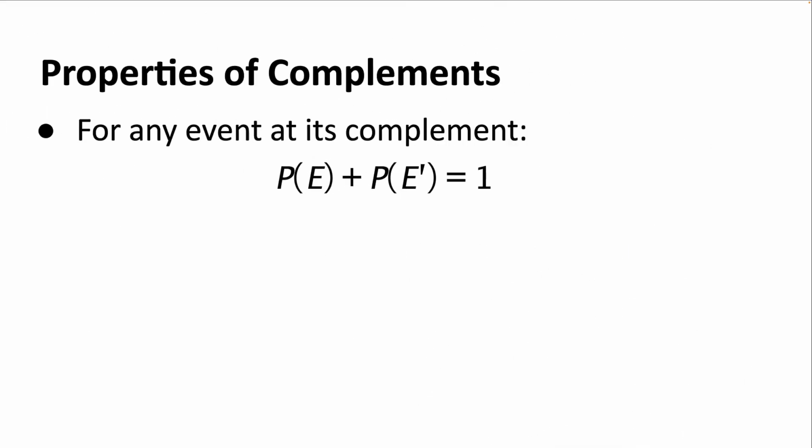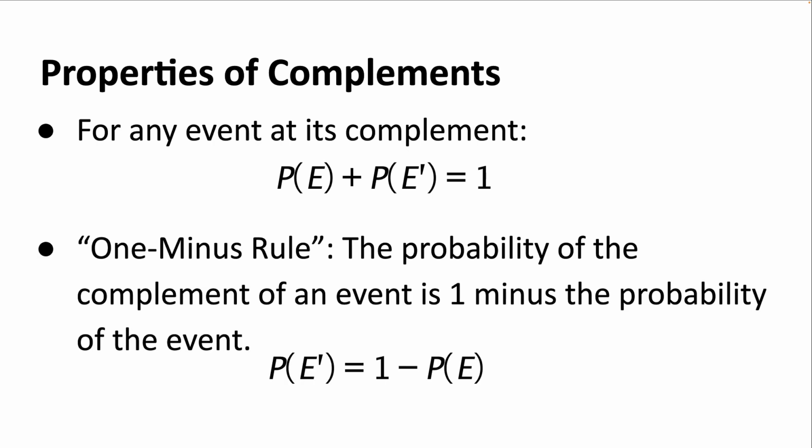This is an important property of complements. For any event and its complement, if we add the probability of the event and the probability of its complement, it will equal 1. The reason why this rule is important is because if we use algebra to rearrange this rule, we create what's known as the 1 minus rule in probability. This says that the probability of a complement of an event is 1 minus the probability of an event. Or in other words, the probability of E complement equals 1 minus the probability of E. And let's take a look at an example of how we would use this.